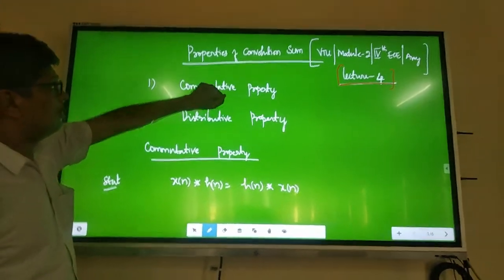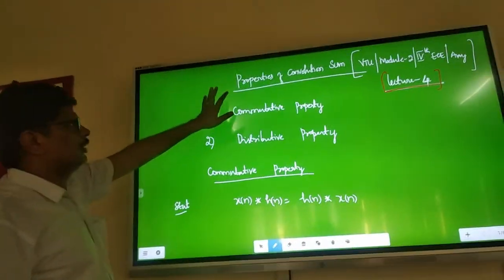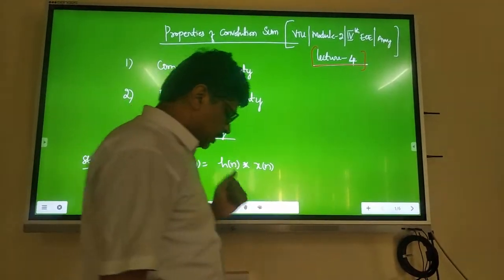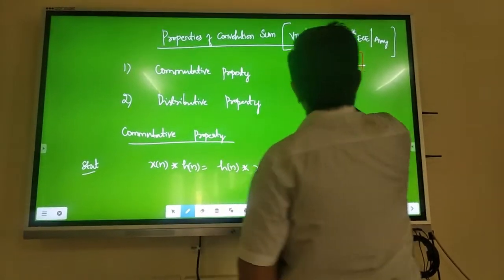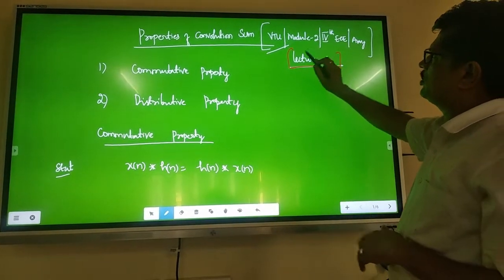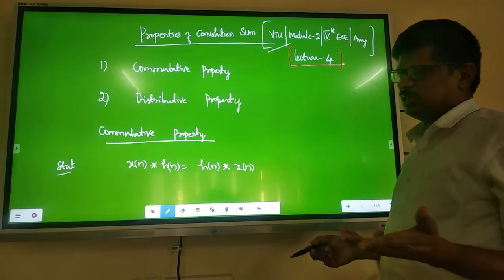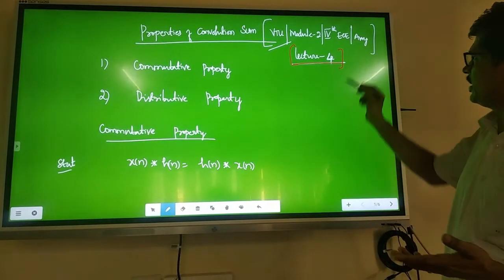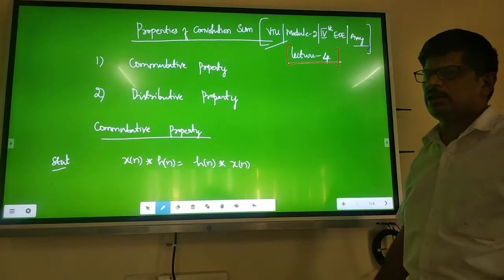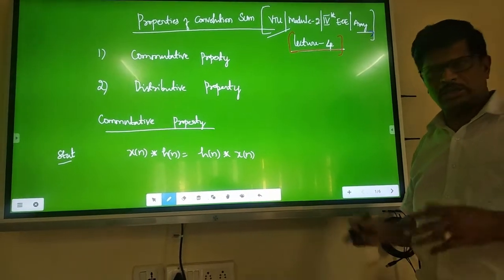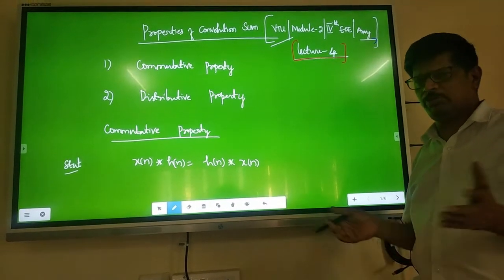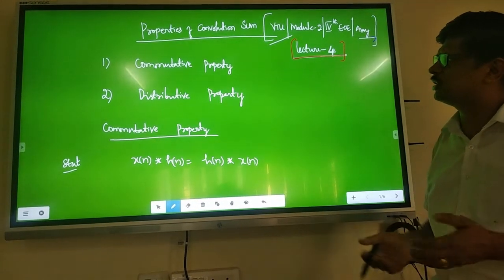I welcome you all to the session on properties of convolution sum. This comes under the B2 syllabus and is studied by 4th semester ECE students under module 2. It can be studied by any other students also who want to know the convolution sum in signal processing, or doing projects, mini projects, or MTech students, or even PhD signal processing students.